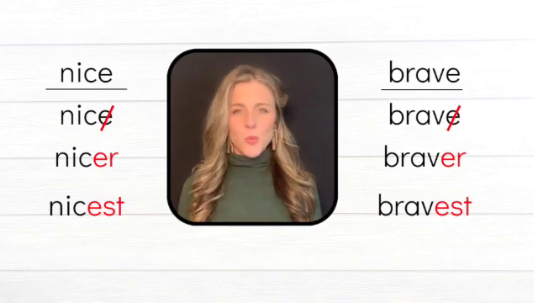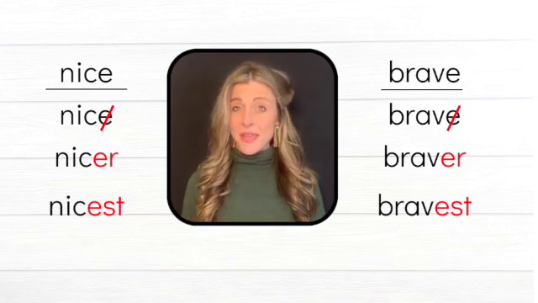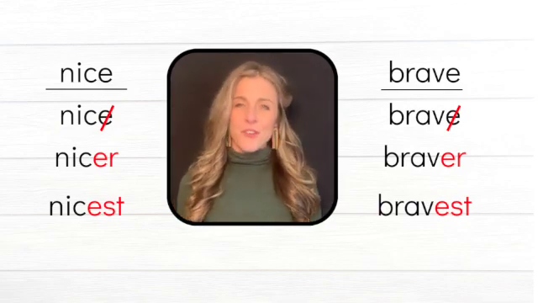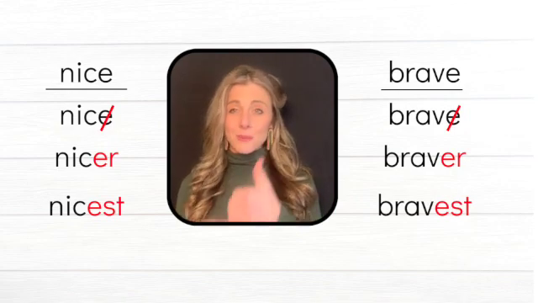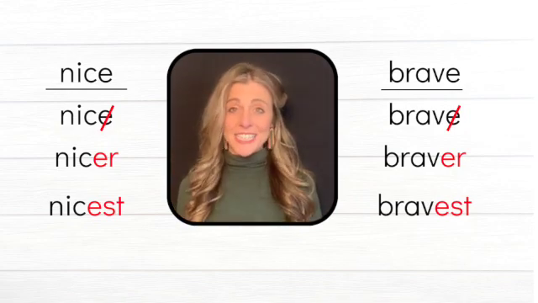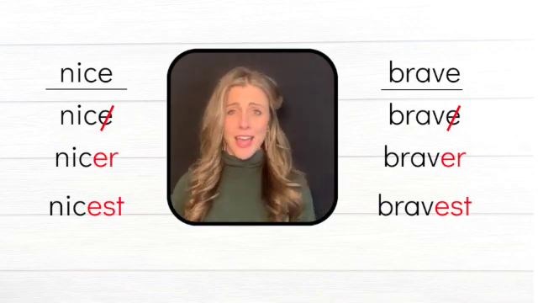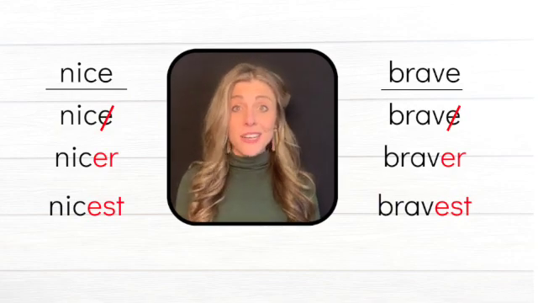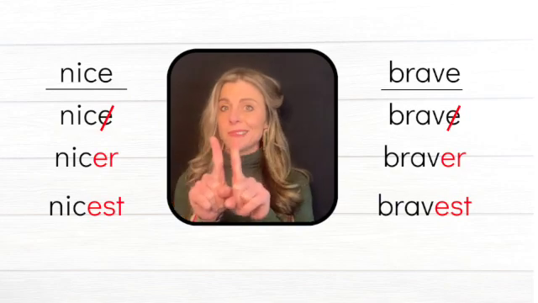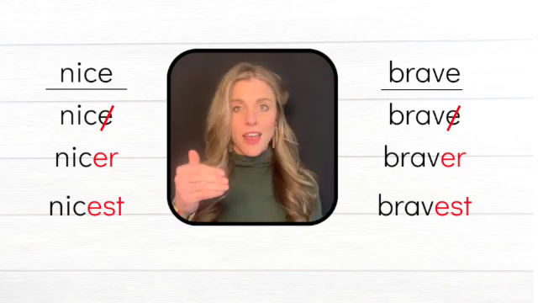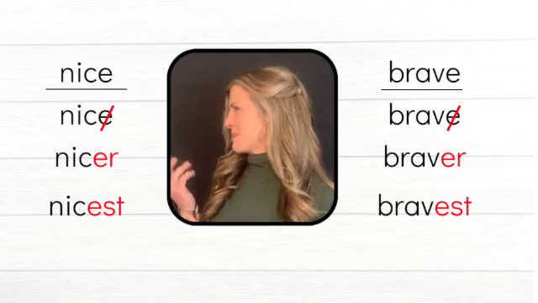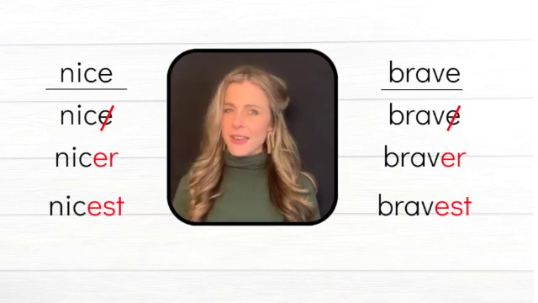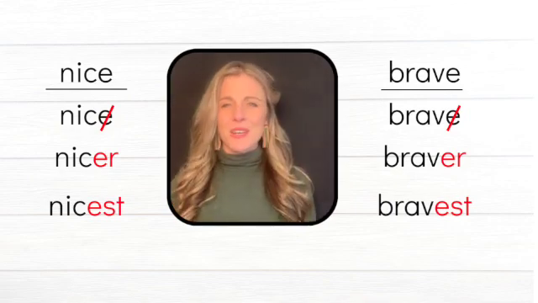If we have a word with a silent E, like nice or brave, and you're adding the ER and the EST, I'm sure you're telling me right now what you have to do to that silent E. That's right, you've got to chop that E off. If a base word ends in a silent E and you're adding an ending that starts with a vowel, you can't put them together. Chop off that E and add that ending. So nice becomes nicer and nicest, and brave becomes braver and bravest.